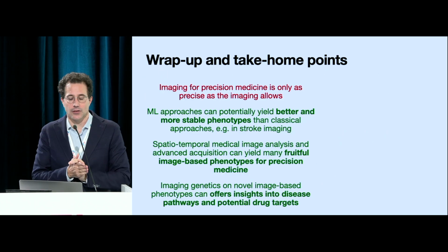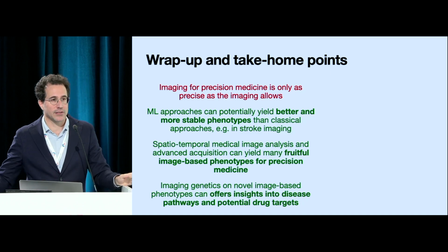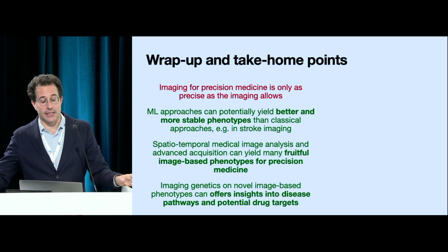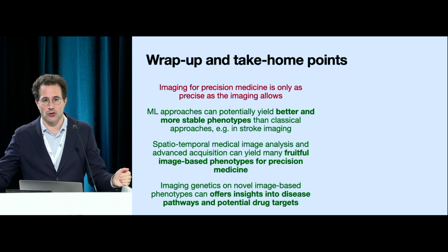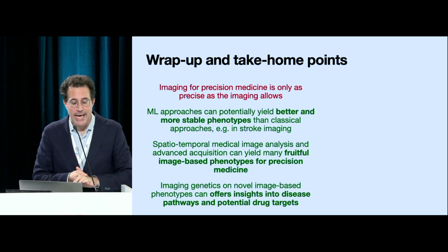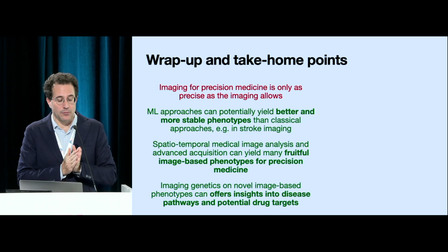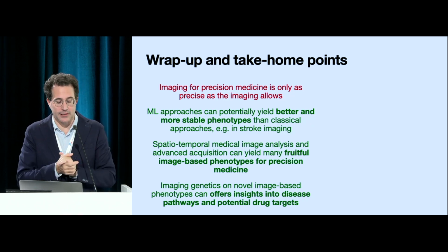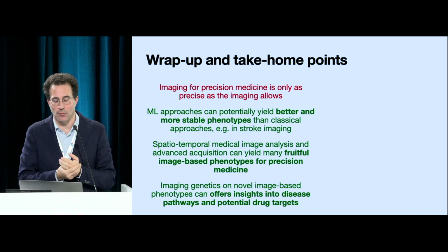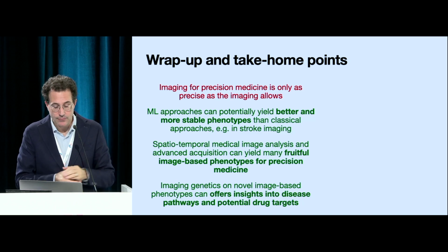So to finish, just some take-home points. First, imaging for precision medicine is only as precise as the imaging allows. I showed you this with the example of the gradients. You need to be very careful with your acquisition protocol if you want to do this kind of thing. Secondly, I'm now really convinced that machine learning approaches outperform the classical threshold-based approaches. They're more stable, more scalable, and more reproducible.